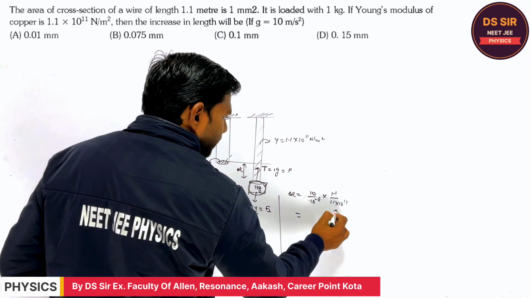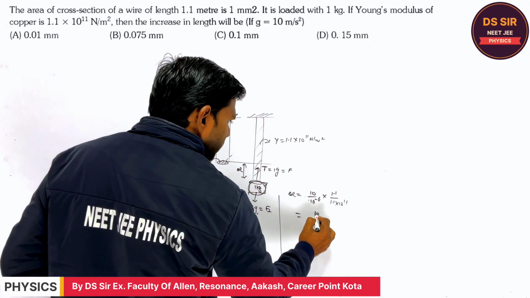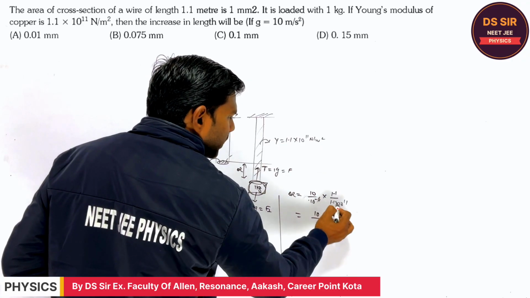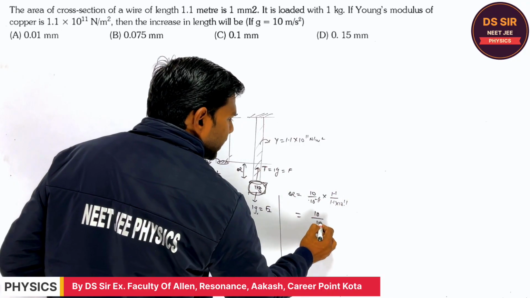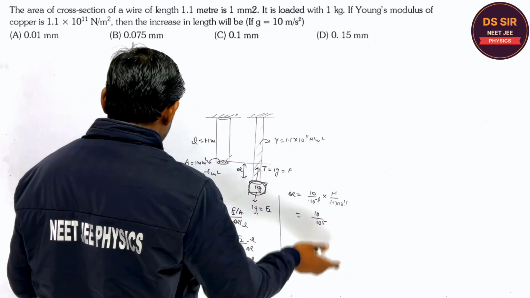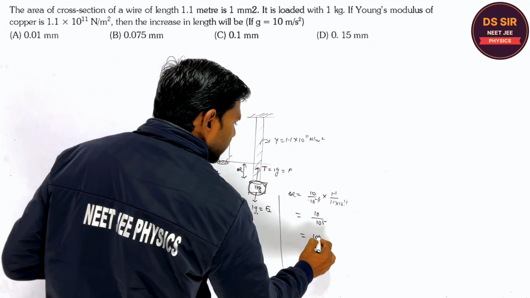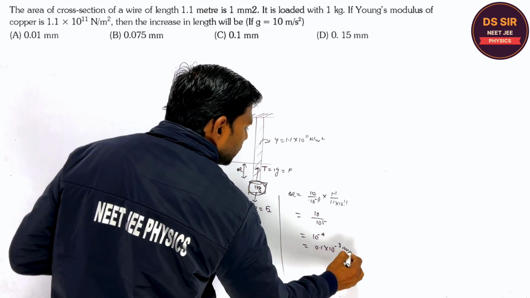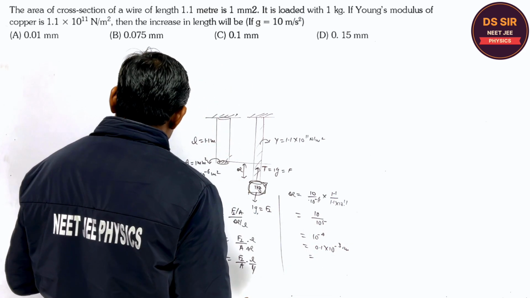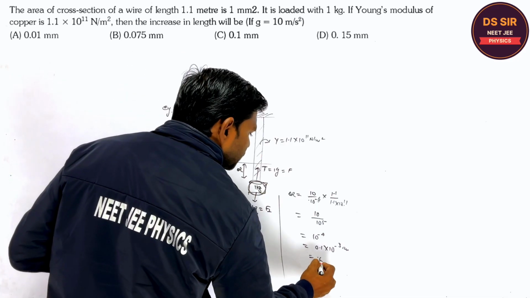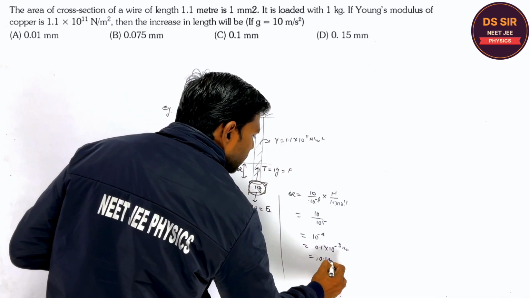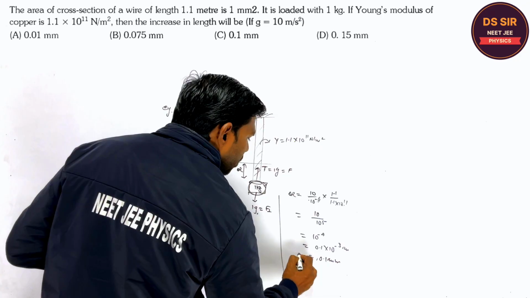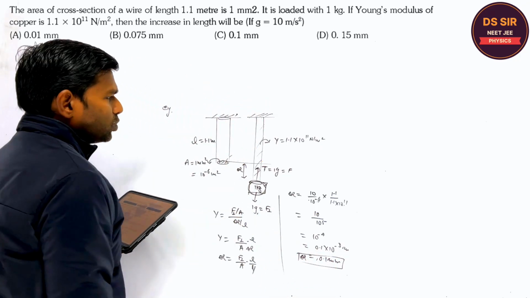So if you simplify this, 10 upon, in the denominator minus 6 and 11, 10 to the power 5 it is. So when it moves 10 to the power minus 4, it is 0.1 into 10 to the power minus 3 meter, which is equal to 0.1 millimeter is the elongation. All right, this is the solution, right?